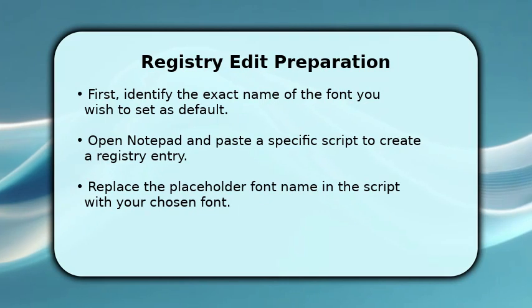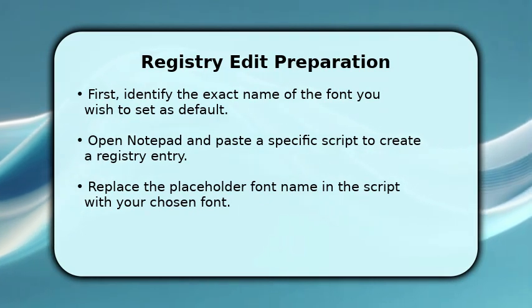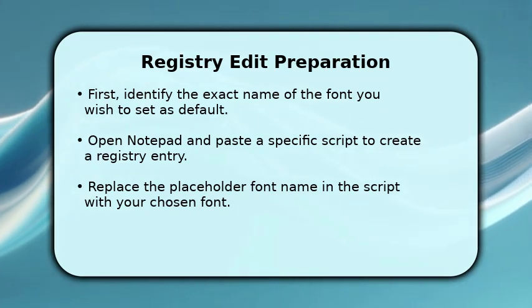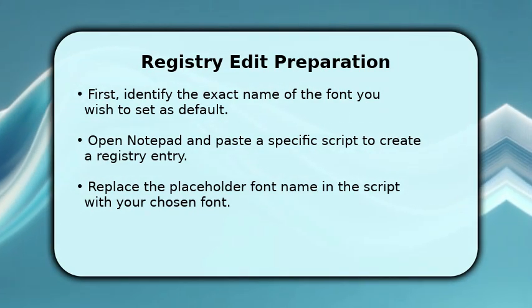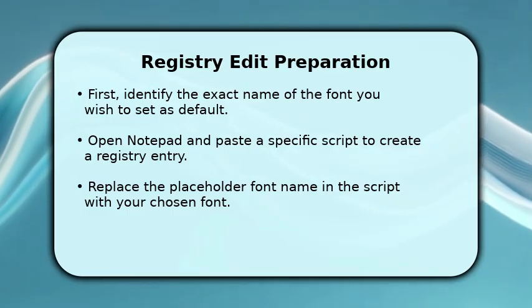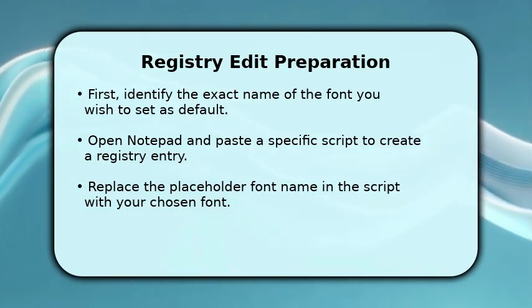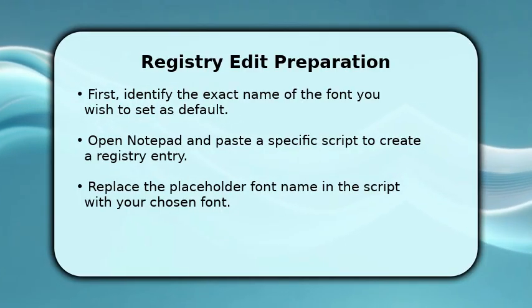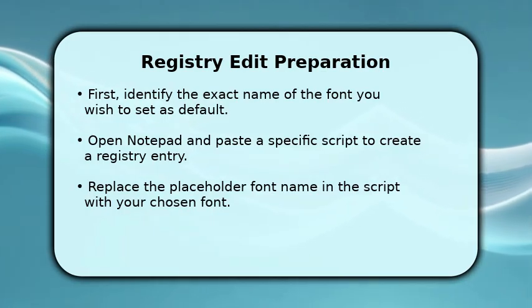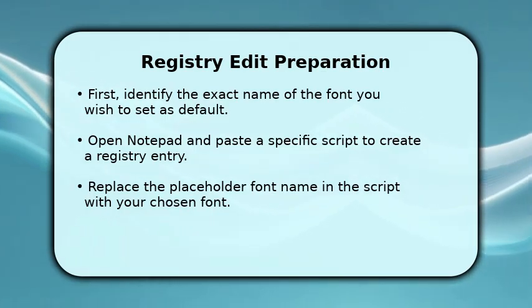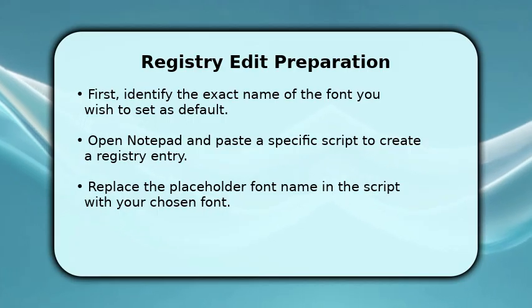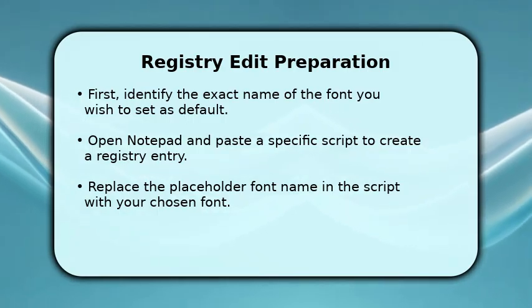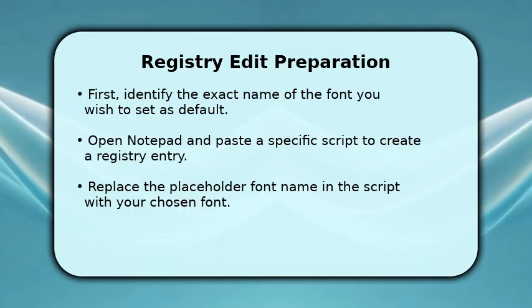Before we dive into the registry editor, there are a couple of crucial preparation steps. First, you need to know the precise name of the font you want to use. You can find this in your fonts folder within the control panel. Next, open a simple text editor like Notepad. We'll be pasting a specific script into this file, which will then be saved as a registry entry. Remember to carefully replace the placeholder font name in the script with your exact chosen font.